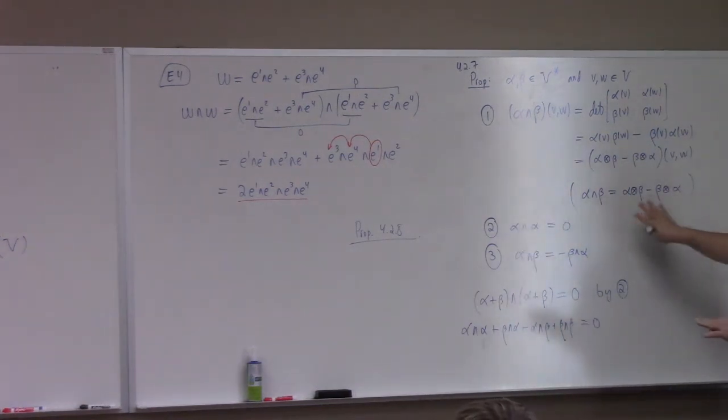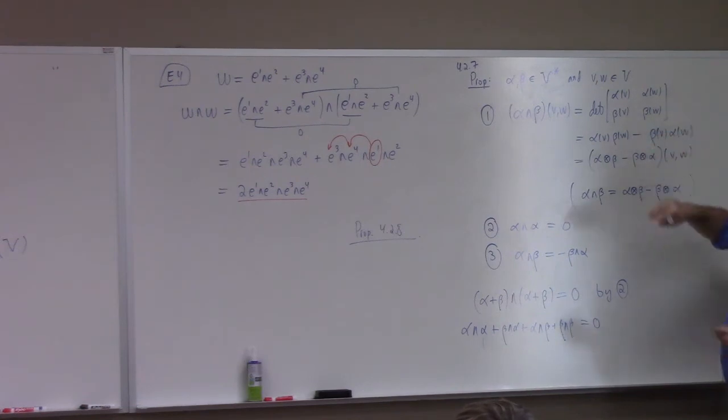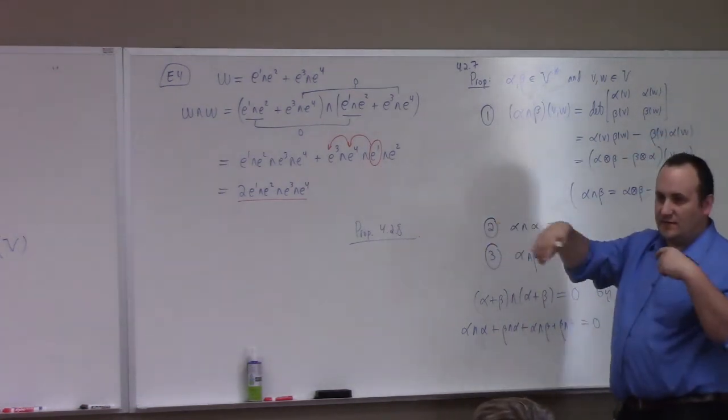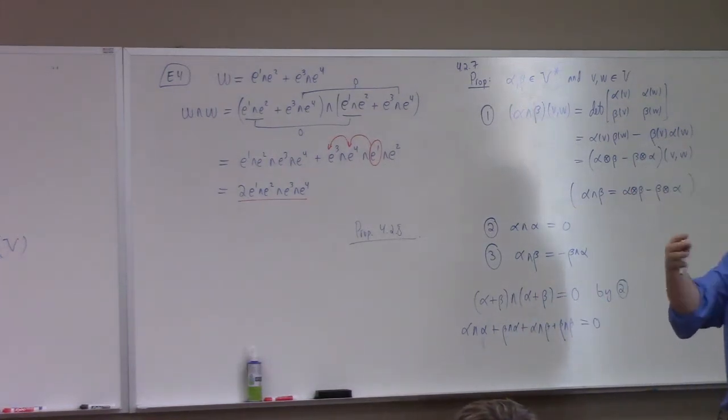You can prove these things natively just from this formula, I think is the point of this proposition. 4.28 actually says that the wedge product is distributive, it's associative, and it obeys the graded commutativity that I wrote down last time.